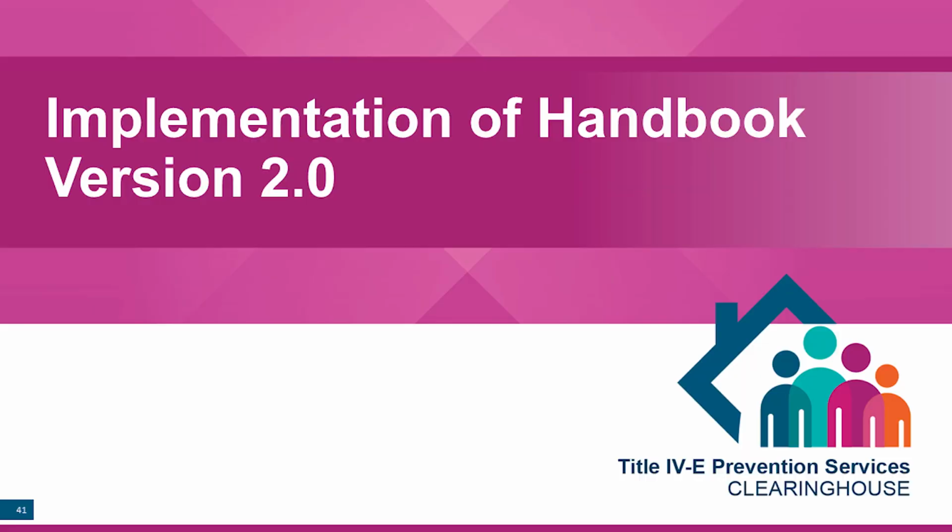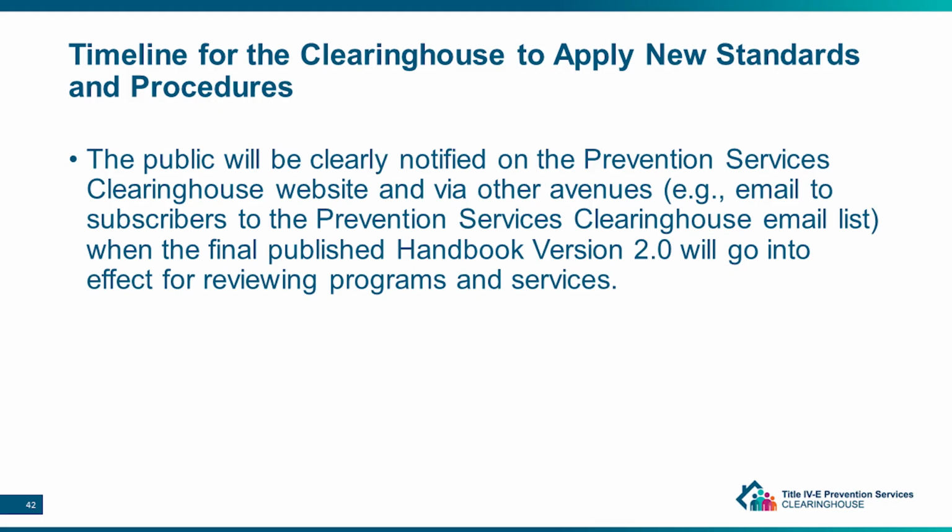Implementation of Handbook version 2.0. The public will be clearly notified on the Prevention Services Clearinghouse website and via other avenues, such as email to subscribers to the Prevention Services Clearinghouse email list, when the final published Handbook version 2.0 will go into effect for reviewing programs and services.